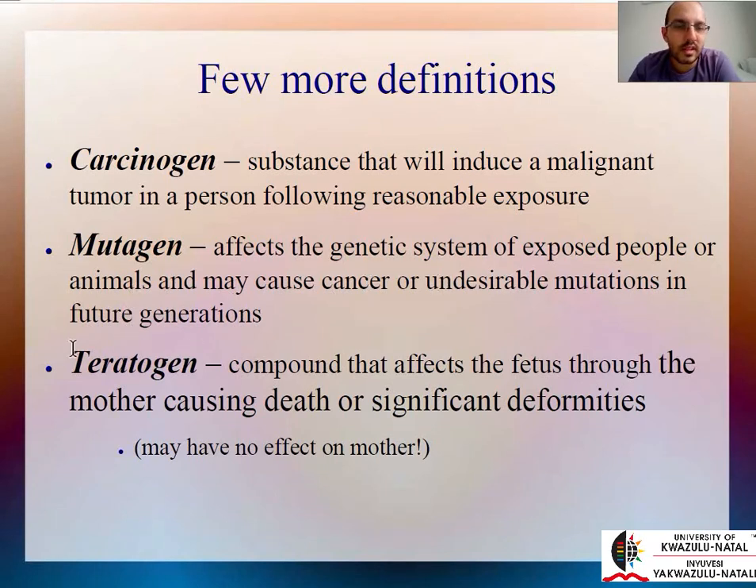Then there is teratogen or teratogenicity. It's a compound that doesn't necessarily affect the person itself. However, it can affect your progeny. It can affect, let's say, either the sperm, or it can affect a fetus in a pregnant woman. And that can cause death or significant deformities in the baby that is born. And in some cases, it might have absolutely no effect on the mother. So there was a case typically in Chernobyl.